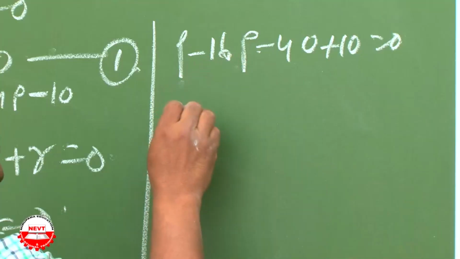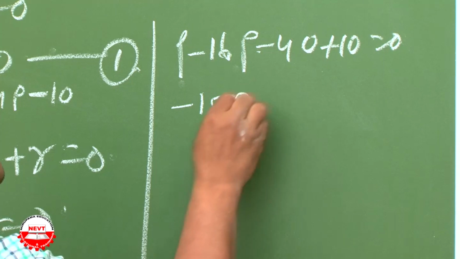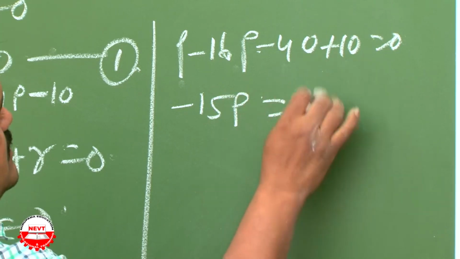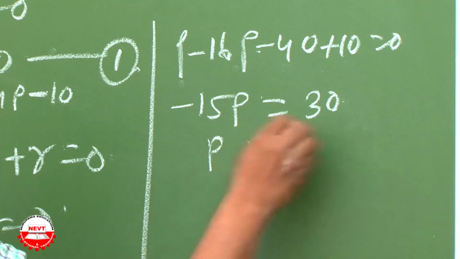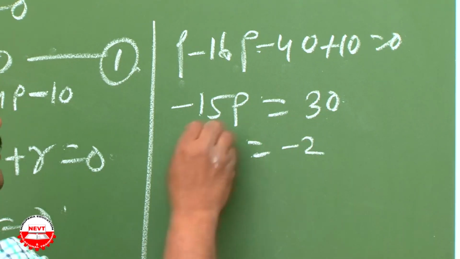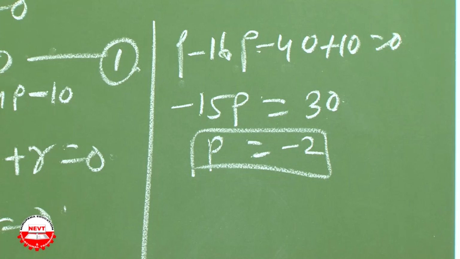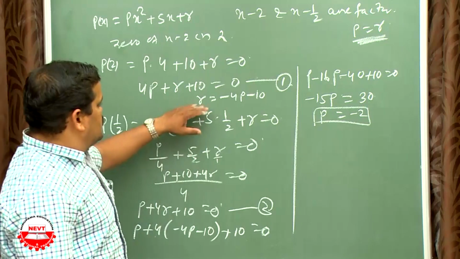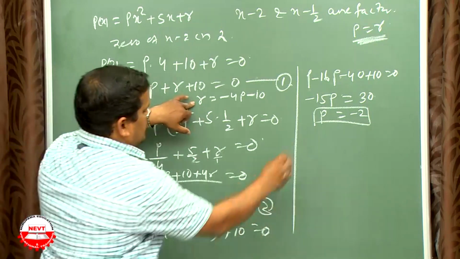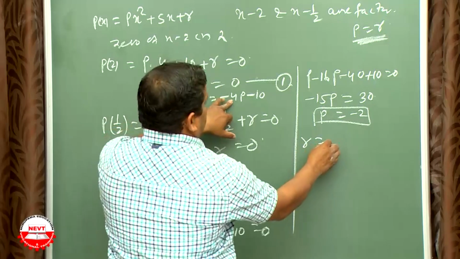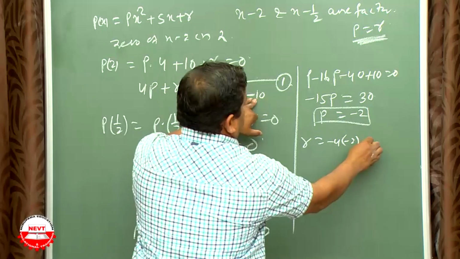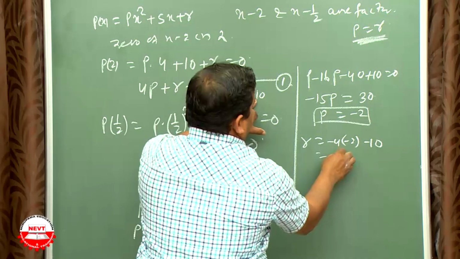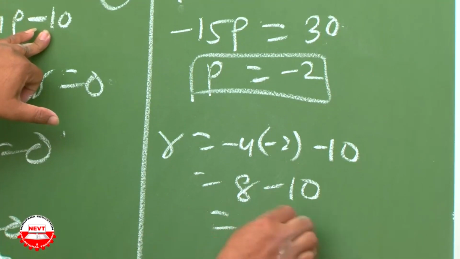So p minus 16p means minus 15p is equal to minus 30, or p is equal to, divide by minus 15 here, minus 2. It's okay. p is equal to minus 2. So what is r? Substitute here. r is equal to minus 4 into p, means minus 2. Minus 10 is equal to plus 8 minus 10, is equal to minus 2.